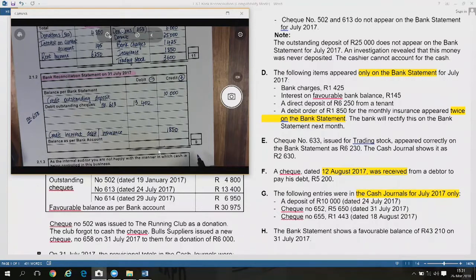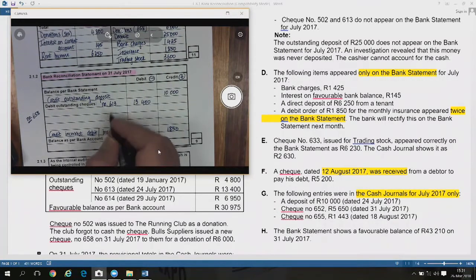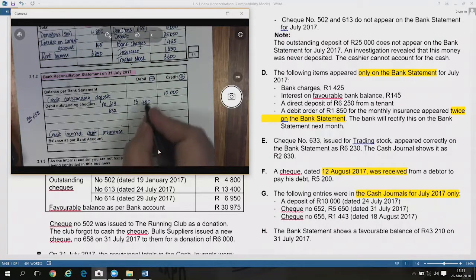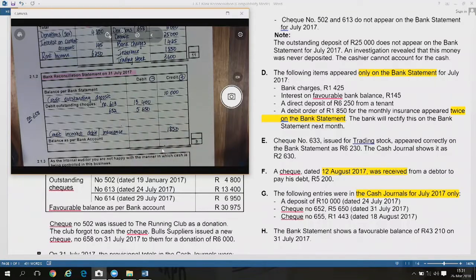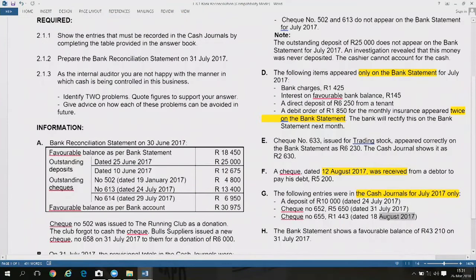And then check number 652. Remember the checks must be in order, so it's 652. The amount is 5650. That one was dated in July. And then there's a post-dated check issued. That is a post-dated check issued.